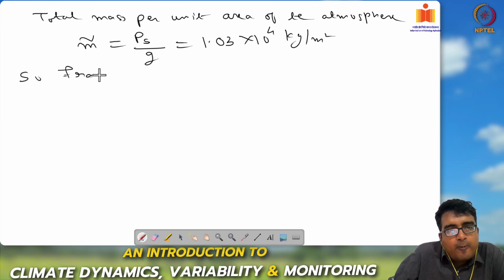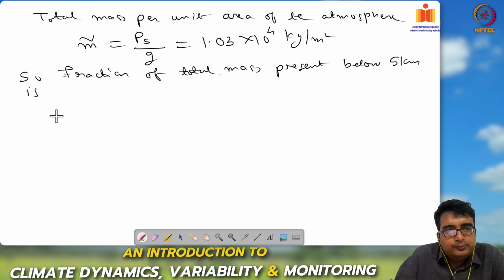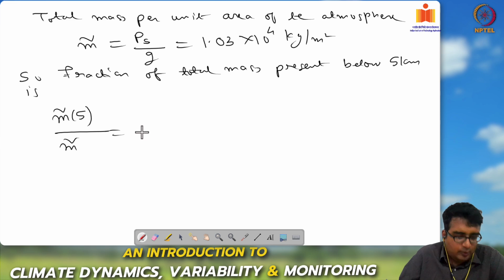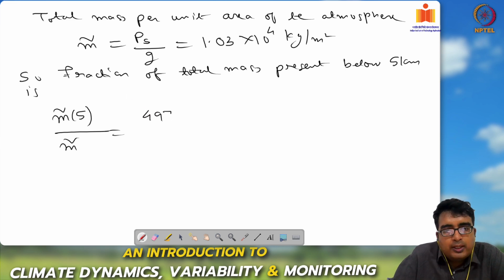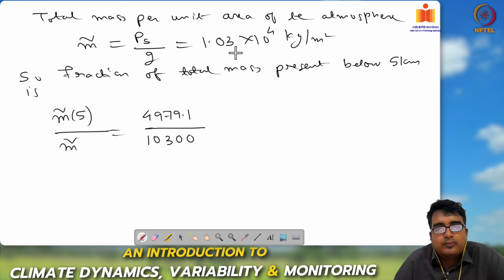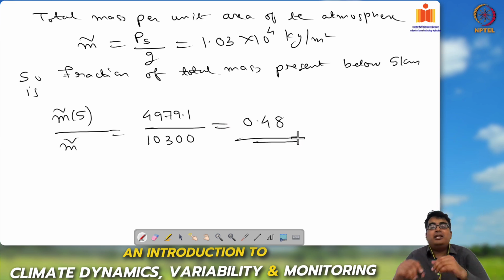So the fraction of total mass present below 5 kilometers is m5 by m, which is equal to 4979.1 divided by 10300. Okay, which is equal to 0.48. So 48% of the total mass of air is present below 5 kilometers only.